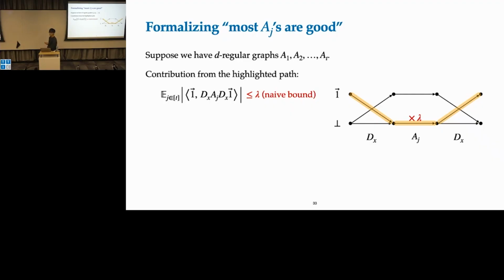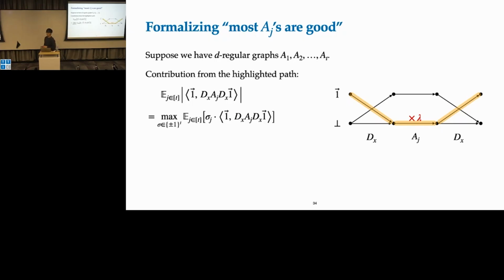The naive bound here is lambda, because we get one lambda factor here. But this is not good enough, because we know the next step, we won't get any improvement. We will get a 1 there instead of lambda. So we want to really beat this naive bound. Okay, so let's do some calculation.